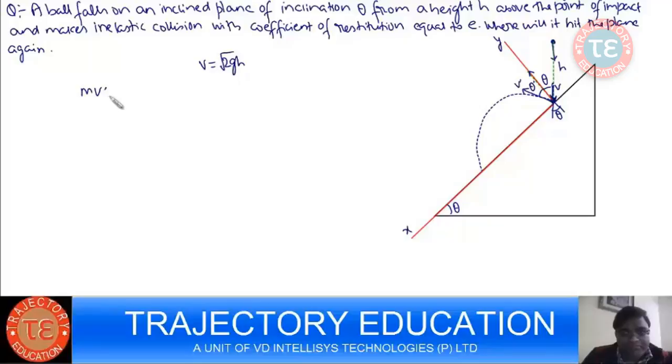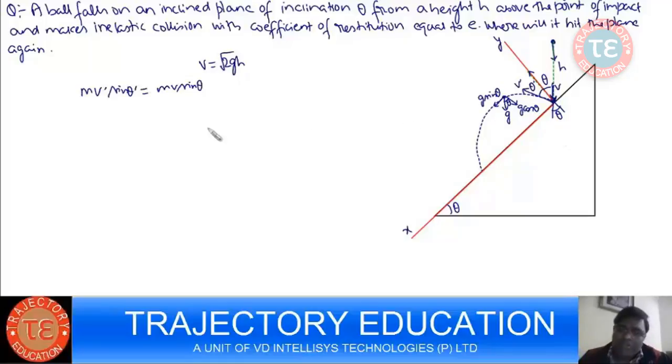mv' sin theta' is mv sin theta, right? Now, say the ball is here at this point, then the acceleration which the ball undergoes is g. So g has one component along y, that is g cos theta, and it has one component along x.